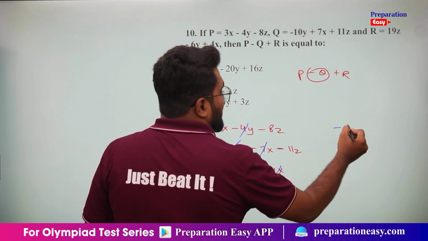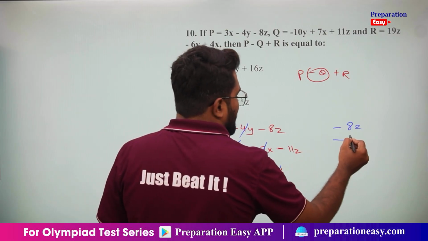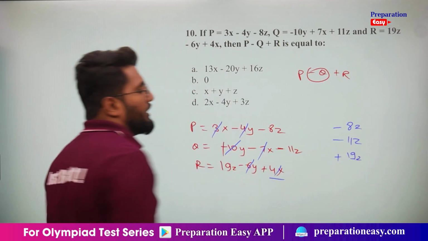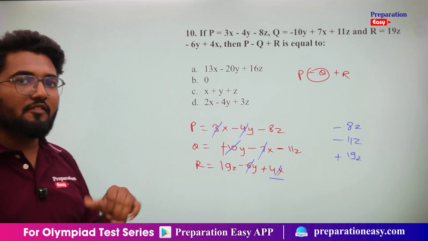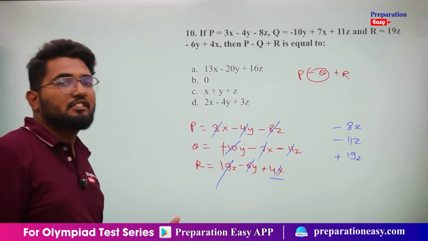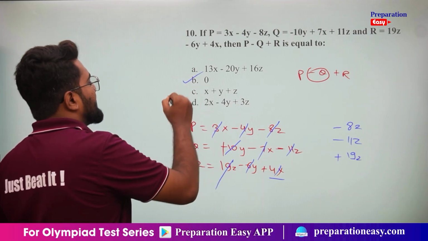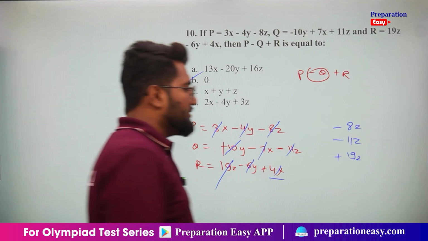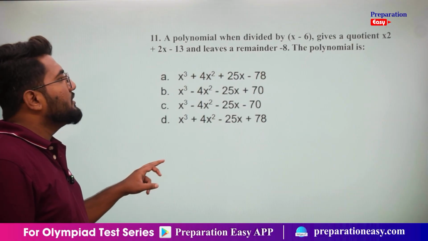Now the last is the terms of z. First minus 8z, second minus 11z, and last one plus 19z. So 11 plus 8 becomes 19, plus 19 minus 19 will be cancelled. So what is remaining? Nothing is remaining. Nothing means 0. The answer would be option B, 0. Just a simple question. Move towards the next one.